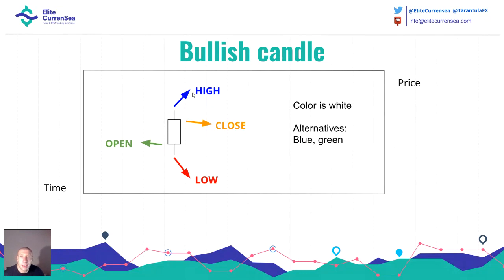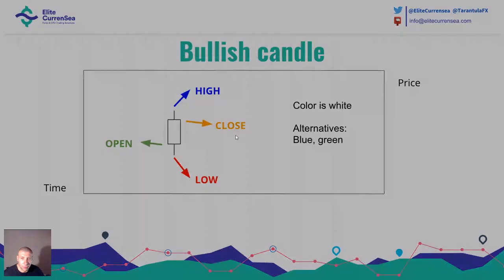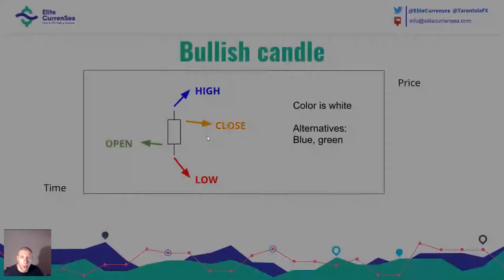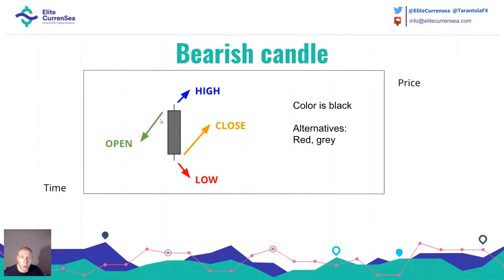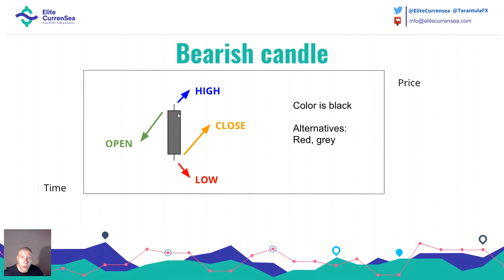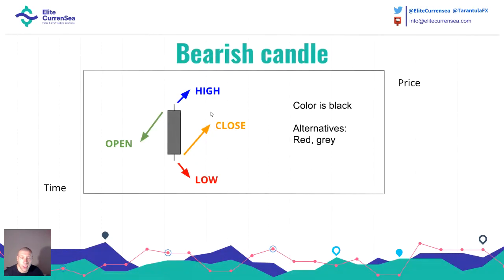Again, it's the same thing: high, close, low. Bearish candle: high, close, low. The open is here. See it there, guys: open, open, open, open. You see? The open is here. For the bullish candle, the open is there. A bearish candle drops while a bullish candle spikes or bounces. Alternative colors for bearish candles are usually red and gray.